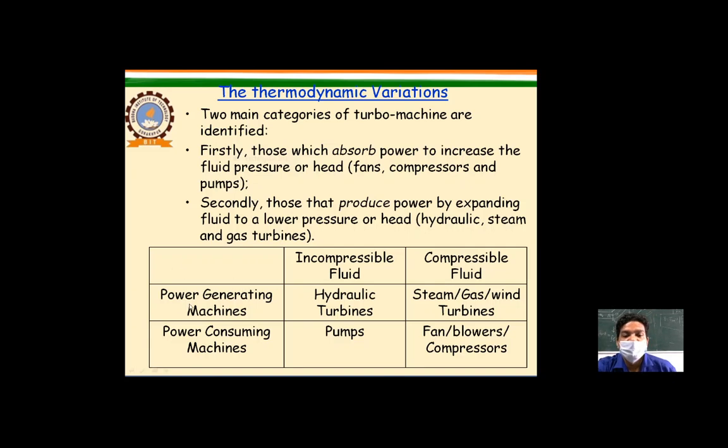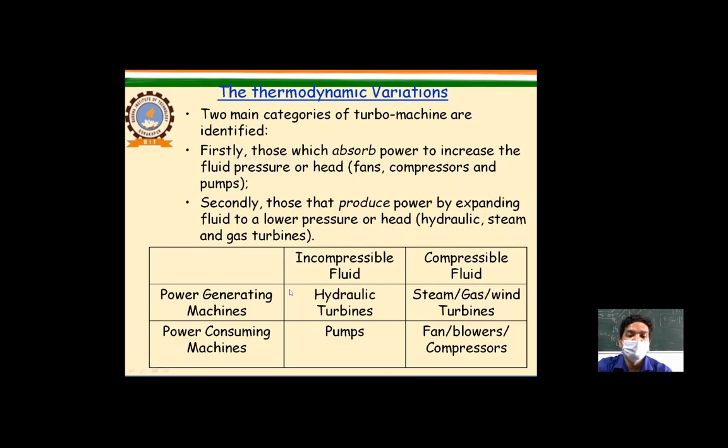Now, here a table is drawn. It has two parts. The first one is incompressible fluid, and the other one is compressible fluid. What does incompressible fluid say? If we talk about a power generating machine, and incompressible fluid is used, then that type of machine is known as a hydraulic turbine. If we talk about power consuming machines with incompressible fluid, then the device used is a pump.